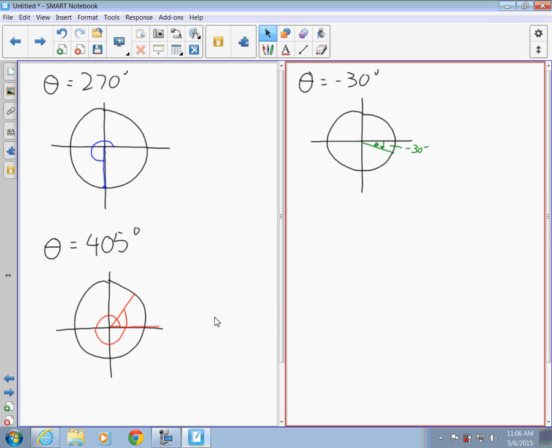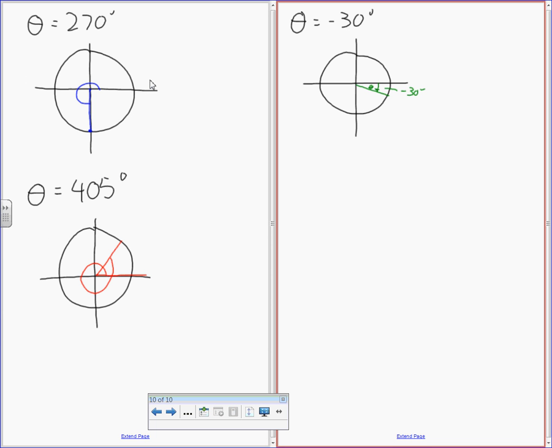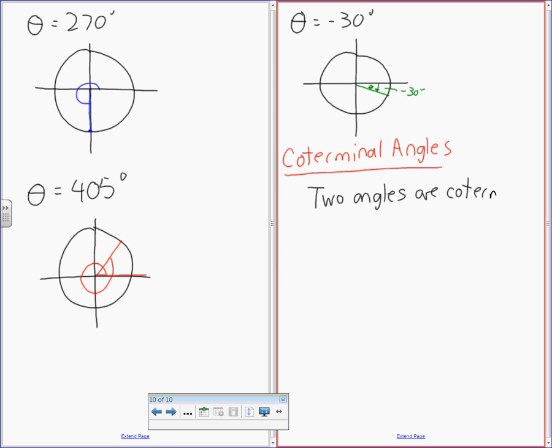All right, so coterminal angles. Okay, we're going to say that two angles are coterminal if they have the same terminal arm on the circle.